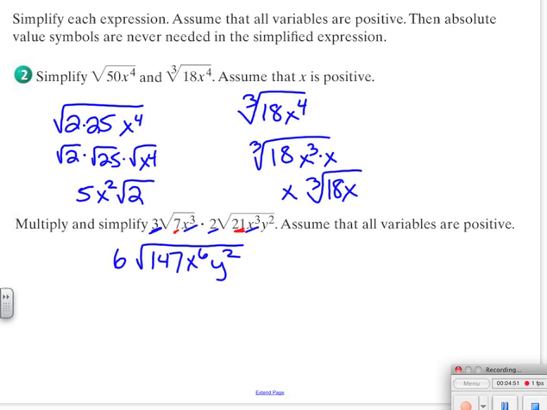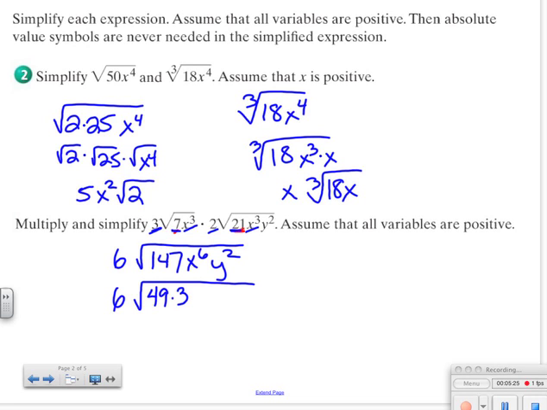So now when I think about this, I go back to how can I simplify this? Is there a root that I could take out of 147, out of x to the 6th and y squared? So I go back to my original problem and I know I have a 7 here. And I also know that I have 7 times 3 and 21. So I know that I had originally 7 times 7 times 3. Well, 7 times 7 is 49. So I'm going to re-look at that. And I'm going to break 147 down to 49 times 3.